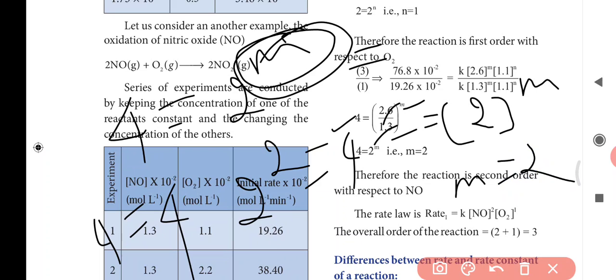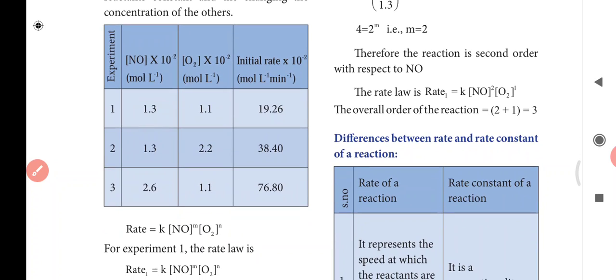Therefore the reaction is second order with respect to NO. If you get the order of reaction 1, the reaction is considered a first order reaction. If you get the order of reaction value 2, the reaction is considered a second order reaction. It will be confirmed by seeing the value of order of reaction. Therefore the reaction is second order with respect to NO, nitric oxide.